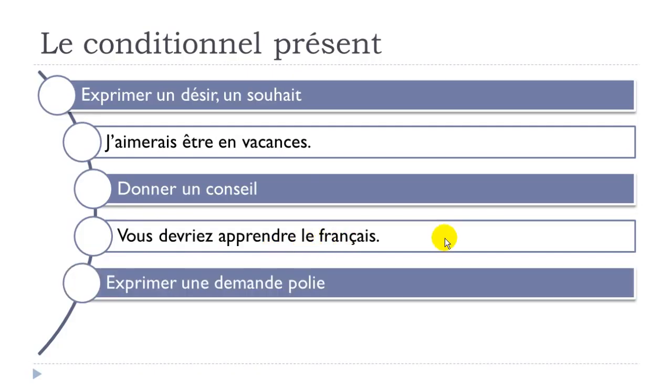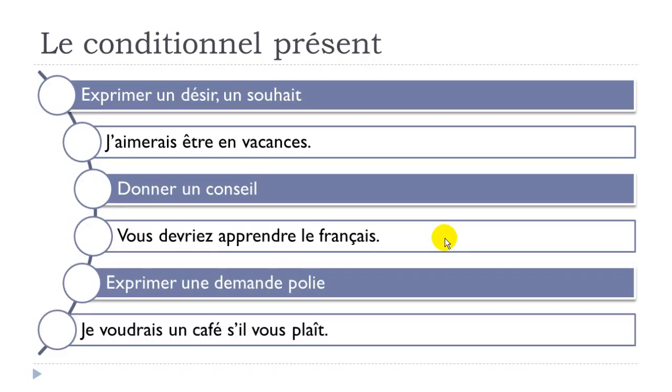And then if you want to ask something politely, that's the tense you should definitely use, especially if you go in a coffee restaurant or a shop and you want to ask for something. Use this conditionnel form. Trust me, it's quite important. Je voudrais un café, s'il vous plaît. So let's read them one more time. J'aimerais être en vacances. Vous devriez apprendre le français. Je voudrais un café, s'il vous plaît.